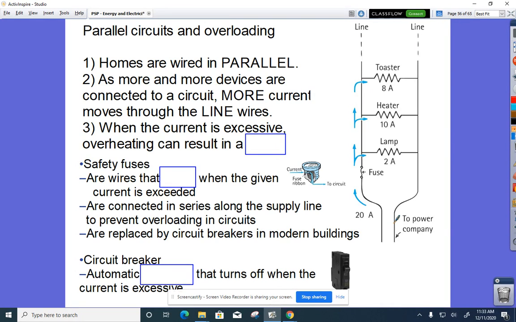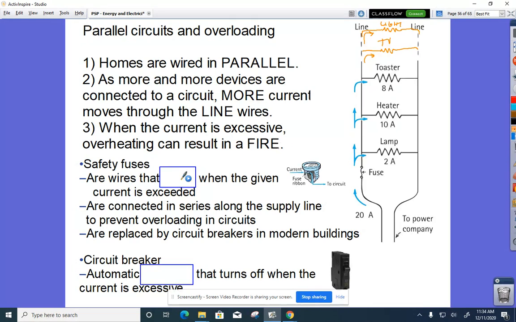And so typically you have multiple branches across this from the line wires so that you can plug a variety of things into different wall outlets. When the current is excessive, overheating can result. When I add more devices on here, if I have something else in here, like maybe a TV, or over here we have a strand of Christmas tree lights or whatever the case is, the more I add to there, the more current I have being drawn from our power supply. And if I overload it, that's when we could have a potential fire hazard.